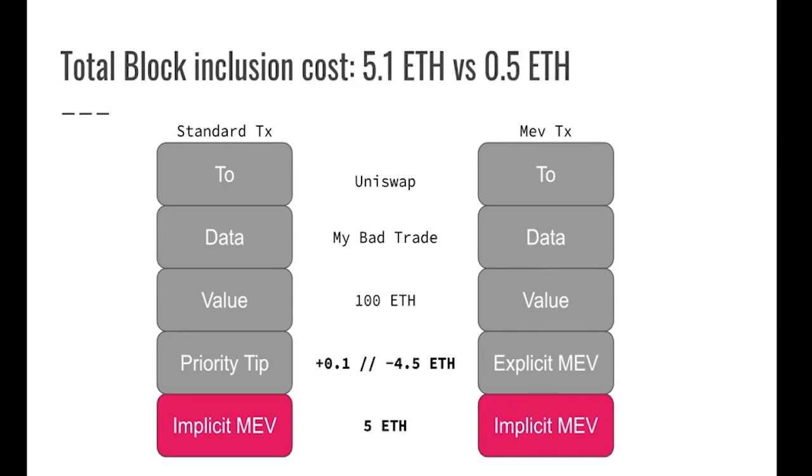So the total block inclusion cost on this bad Uniswap trade is like 5.1 ETH if you're using the legacy tip system, and half an ETH if you're using MEV to do the tipping. And you're going to get, again, a better spot in the block and a better execution price because you're not using the EIP 1559 tipping market.